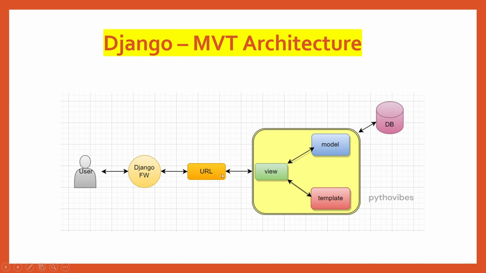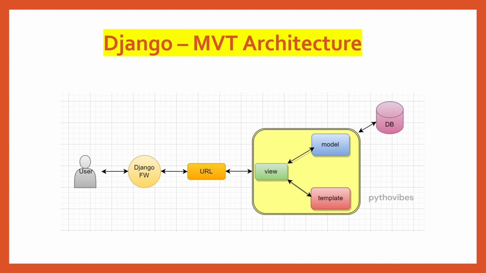Once the endpoint is requested, based on the URLs we defined in urls.py, it will decide which view to call. In the view, we define the business logic, and based on that, it will decide whether to interact with the DB or any model. Then it will fetch the data accordingly and send the data to the presentation layer, which is nothing but the template, so that the user can see the response from this entire Django application. That is how the Django architecture works.